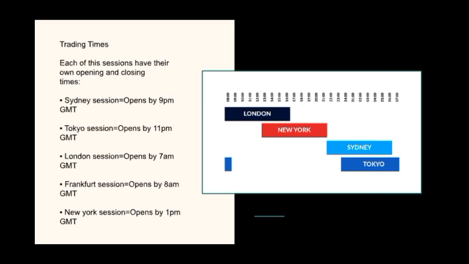While the London session opens by 7 a.m. GMT, Frankfurt opens by 8 a.m. GMT, while the New York session opens by 1 p.m. GMT, right? So this is a pictorial example of how these sessions open. They are in line, they come one after the other. After these sessions open, another session takes over while the previous session is still open, and the other session is still active. So you see from this picture, after the London, the New York, the Sydney and Tokyo, and so on, every given day, from Monday to Friday.